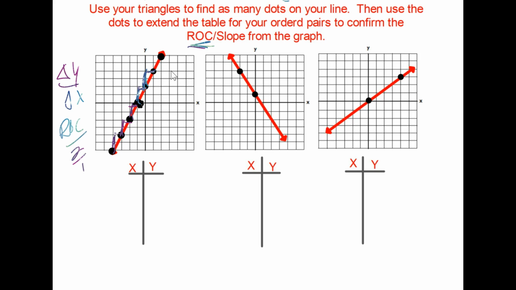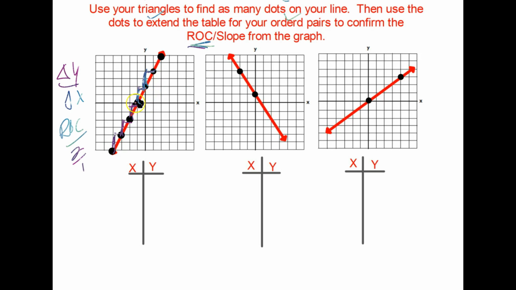So it says use your triangles. We just did that. We just used our triangles to find as many dots as on the line. We just found all the dots on the line. Then use the dots to extend the table. That's what we haven't done. So we know how to find ordered pairs now because we did that all in the translation unit. So there's no need to act like we don't know how to do that. So what is this ordered pair down here?